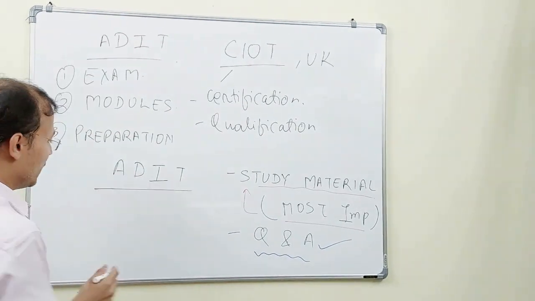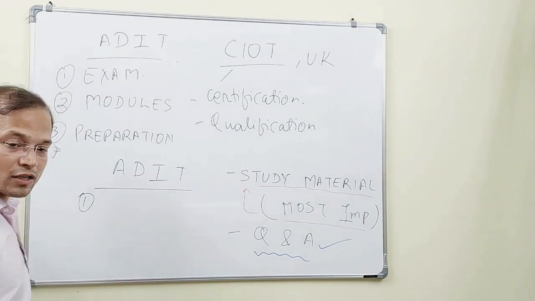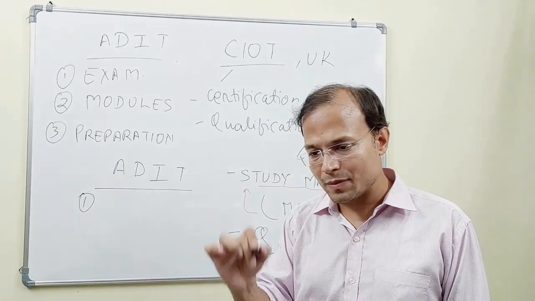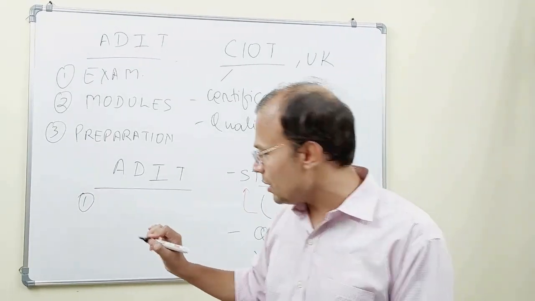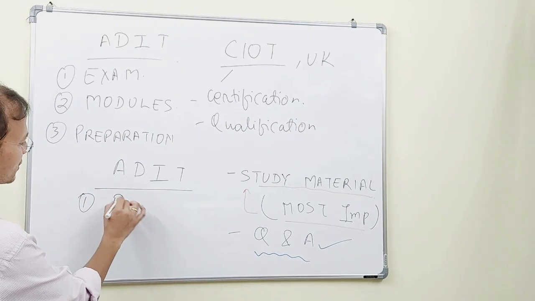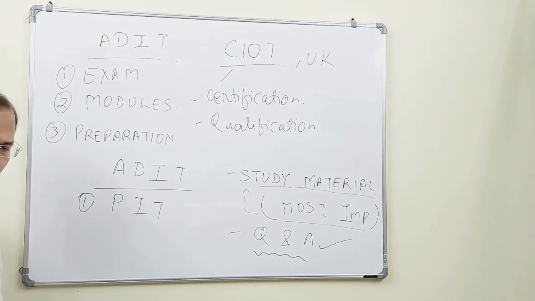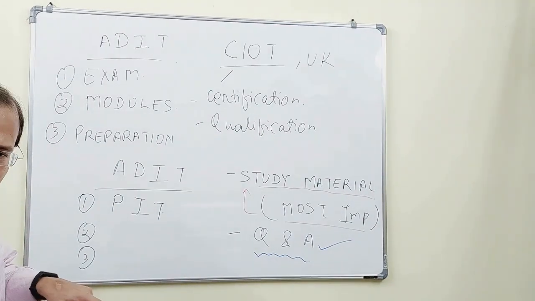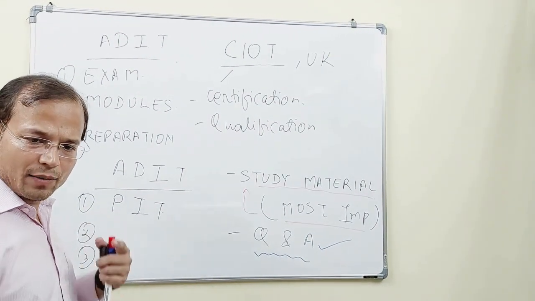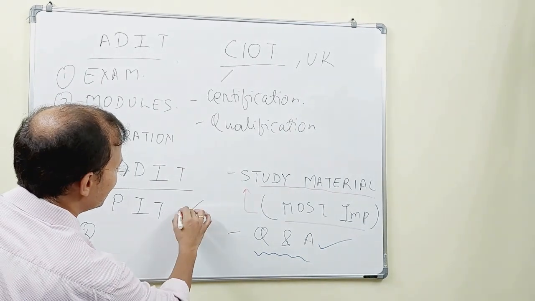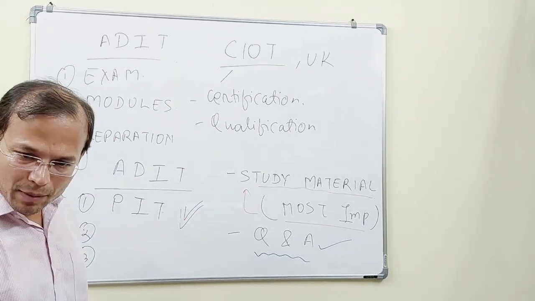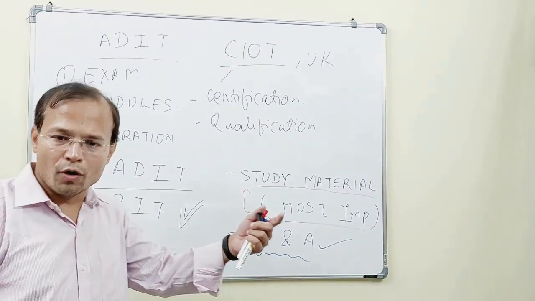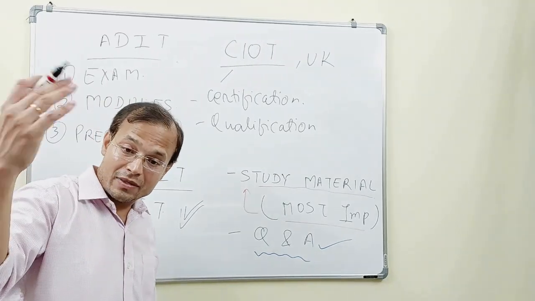Okay, so the first one is the principles of international tax. First module would be the principles of international tax. Now the CIOT, the governing body, says that only this principles of international taxation is compulsory. The rest, module number 2 and 3, are optional. They have a list of subjects, and out of those subjects, you can pick any two.